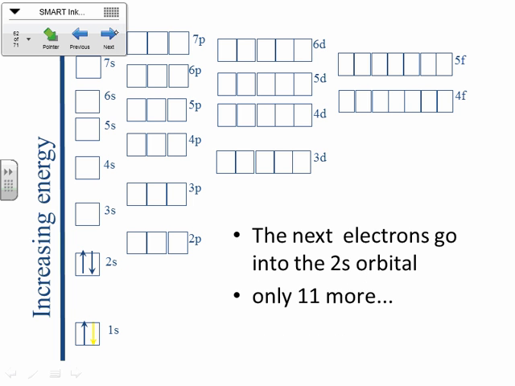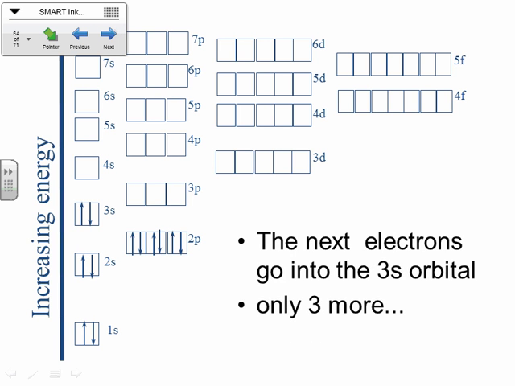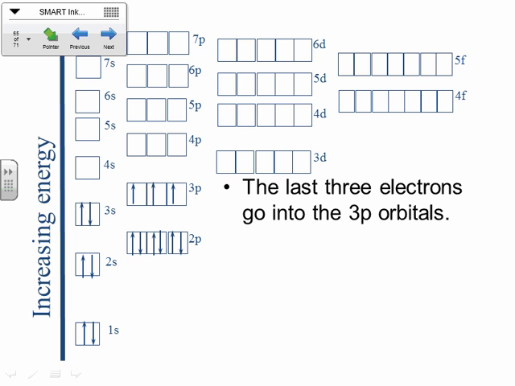When you fill out the orbital diagram for phosphorus, it looks like this, okay? That's your orbital diagram for phosphorus. That's an orbital diagram, okay? In other words, it's the diagram where we put the electrons into the orbitals, all right?